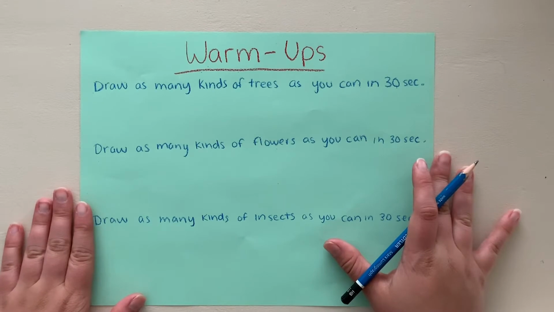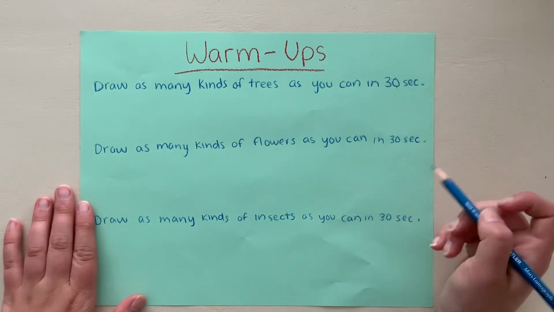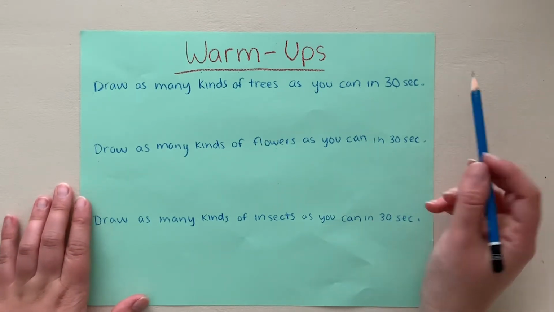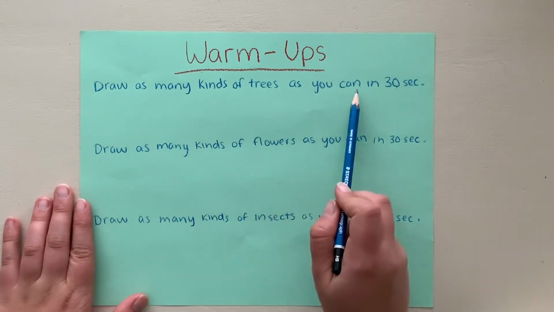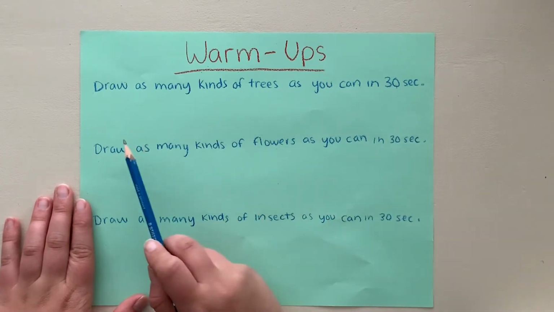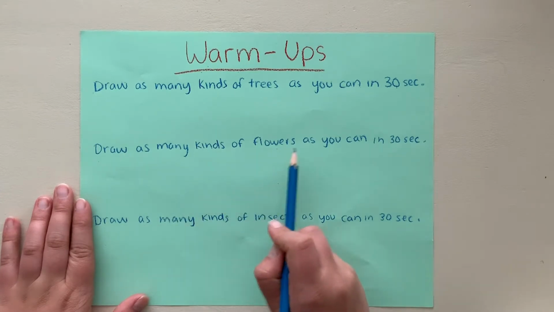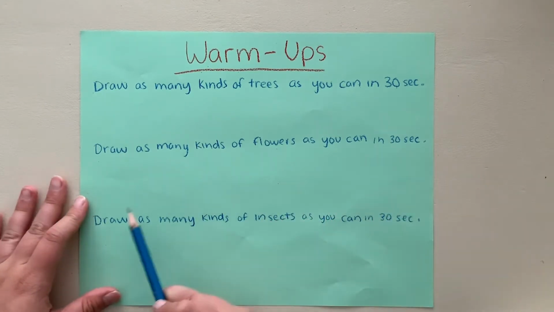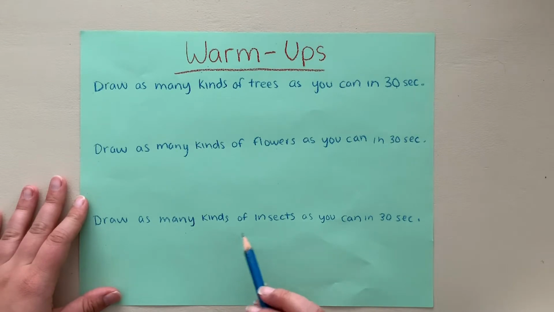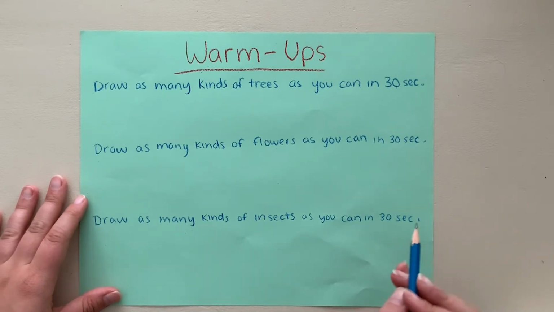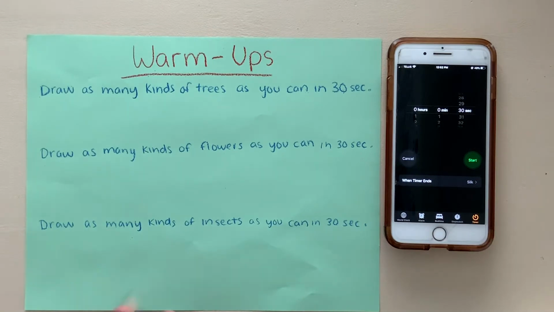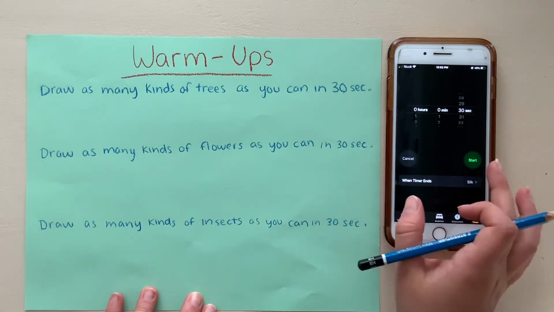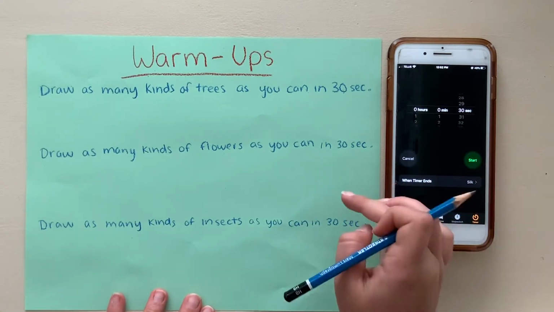All right, so we are going to start with the warm-ups, and today's warm-ups are going to be a little different. We're going to draw as many kinds of trees as you can in 30 seconds, draw as many kinds of flowers as you can in 30 seconds, and draw as many kinds of insects as you can in 30 seconds. So I'm going to have my timer here, and we're going to go for 30 seconds for each.